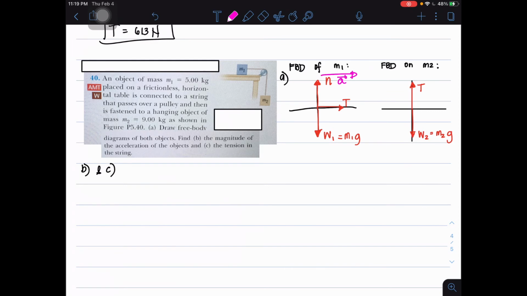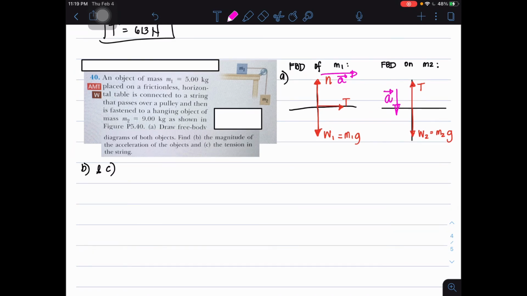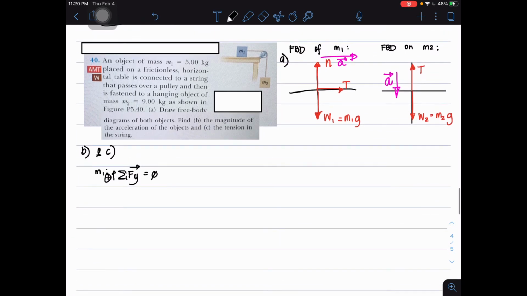So if that's the acceleration for M1, the acceleration for M2 would be this way, right? So on M1, analysis on M1. The summation of forces on the vertical axis, assuming upward forces are positive, is equal to 0 because we do not have an acceleration or motion on the vertical axis. So what are the forces acting on M1 on the vertical axis? We have the normal force, which is equivalent to weight 1. Anyway, we're not going to be using the normal force.